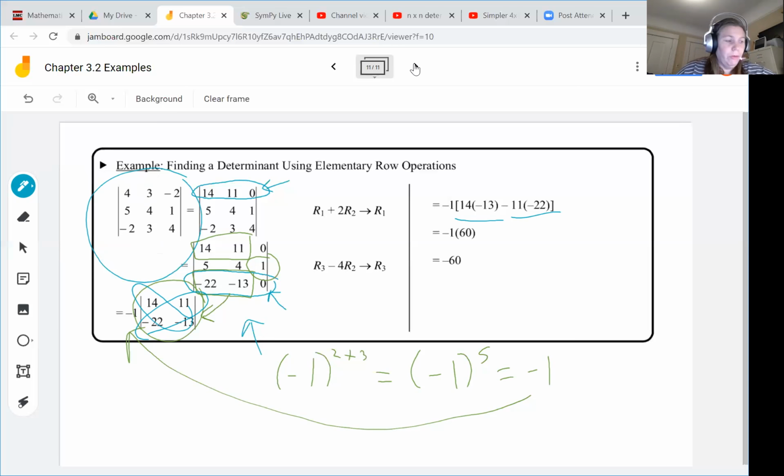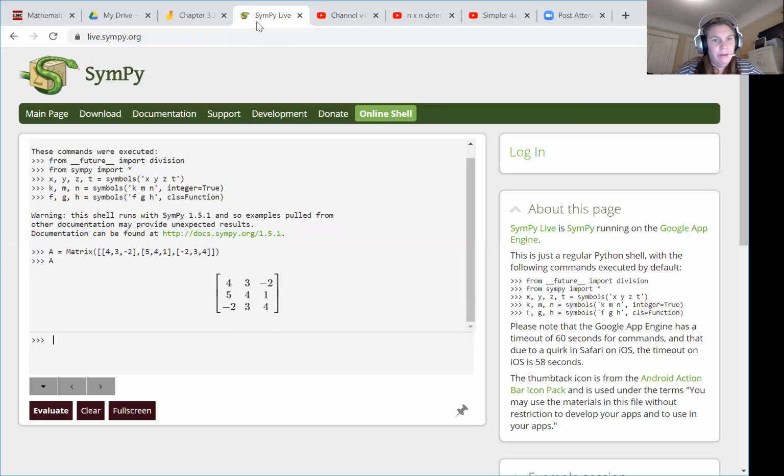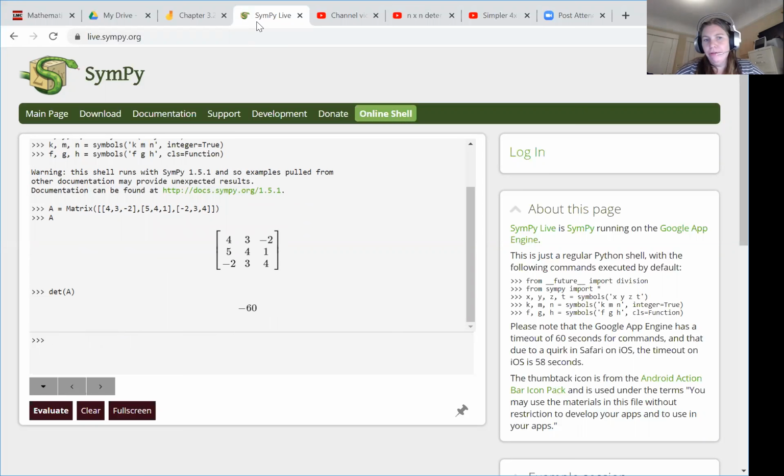Now remember, we can also do determinants in SymPy, so let's head over to SymPy and just verify these calculations. So I'll call this matrix A. My first row was 4, 3, -2. My second row was 5, 4, 1. And my third row was -2, 3, and 4. Close off my matrix here. Type A just to verify my matrix is a match for my original matrix before I did all the row operations. And now we can say det A, and here's our result, -60.